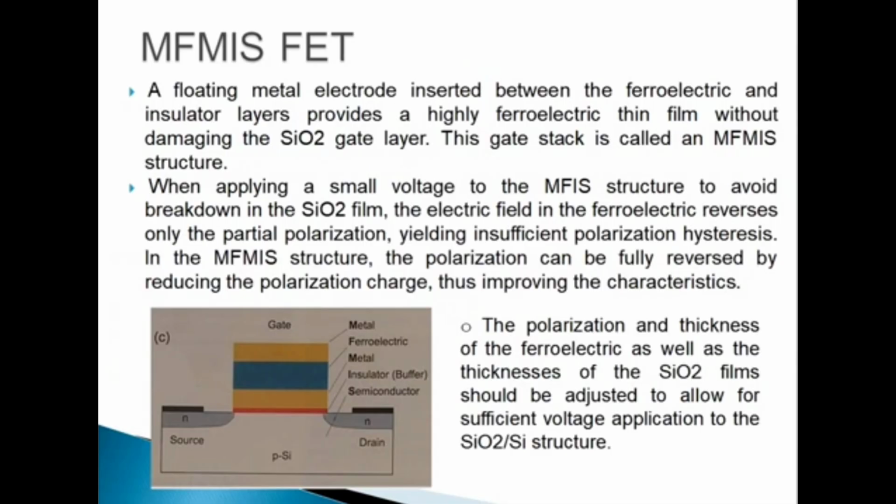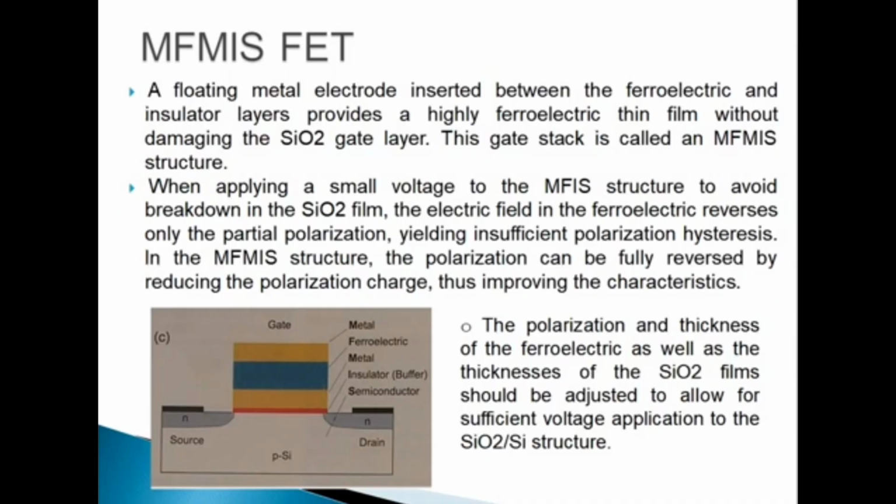Next ferroelectric structure is MFMIS FET structure, that is metal ferroelectric metal insulator semiconductor gate structure, in which a floating metal electrode inserted between the ferroelectric and the insulator layer provides a highly ferroelectric thin film without damaging the SiO2 gate layer. The gate stack is called MFMIS structure. From the structure, you can notice that we have inserted a floating metal between the ferroelectric and the insulator layer.